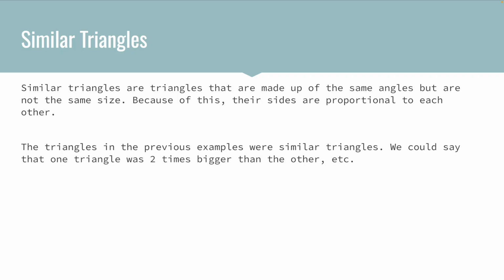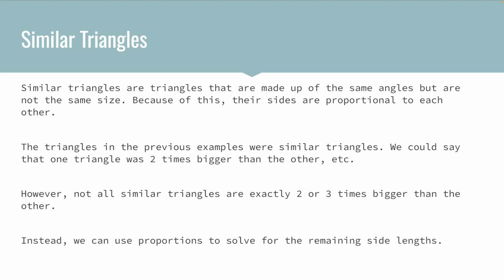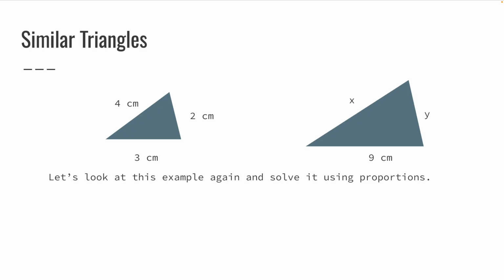In the previous two examples, we could say that one triangle was 2 times bigger than the other, or 3 times bigger than the other, and so on. But they're not always exactly 2 or 3 times bigger. Sometimes it is a fractional amount or a decimal amount. So instead, we can use proportions to solve for the remaining side lengths so that we can work with decimals and fractions. So let's take a look at this example again.